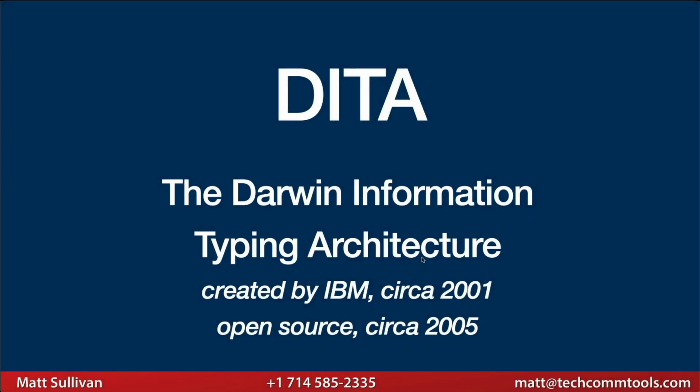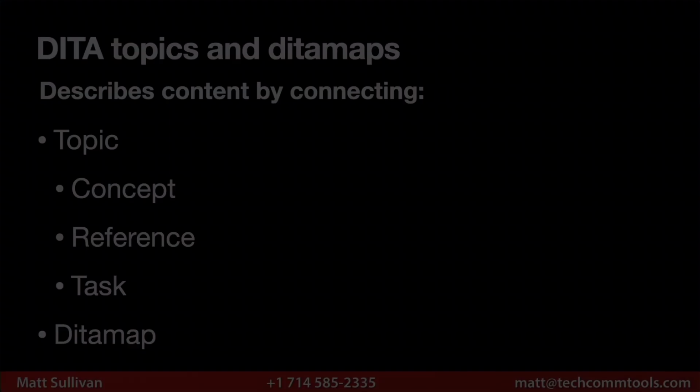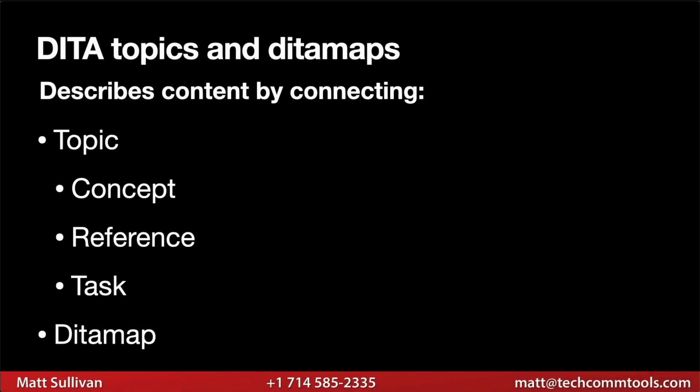Let's dive into just exactly how we get started with DITA. If you're already using DITA, or you understand the origins and the history of it, I want you to bear with me because we're going to spend about 4 minutes talking about the origins, the organization, and the drivers behind DITA. The Darwin Information Typing Architecture was created by IBM around 2001, and it became an open source standard around 2005. We describe DITA content using topics and DITA maps.